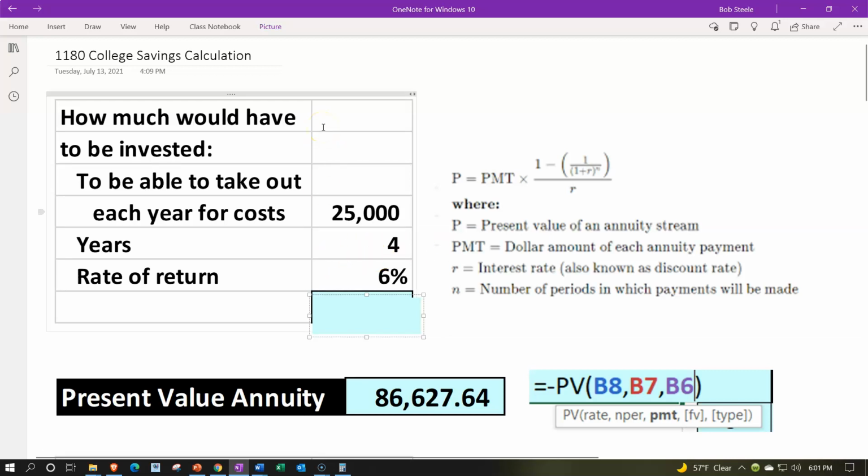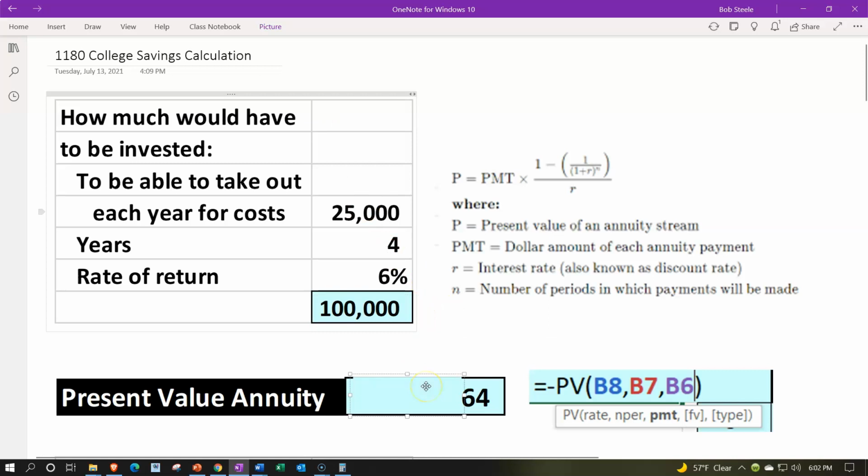How much would have to be invested to be able to take out $25,000 each year for costs? In other words, we're going to imagine we have a lump sum amount of money and we're going to be taking out $25,000 a year for 4 years, while the amount that's still in the account should be getting an average return of 6%.